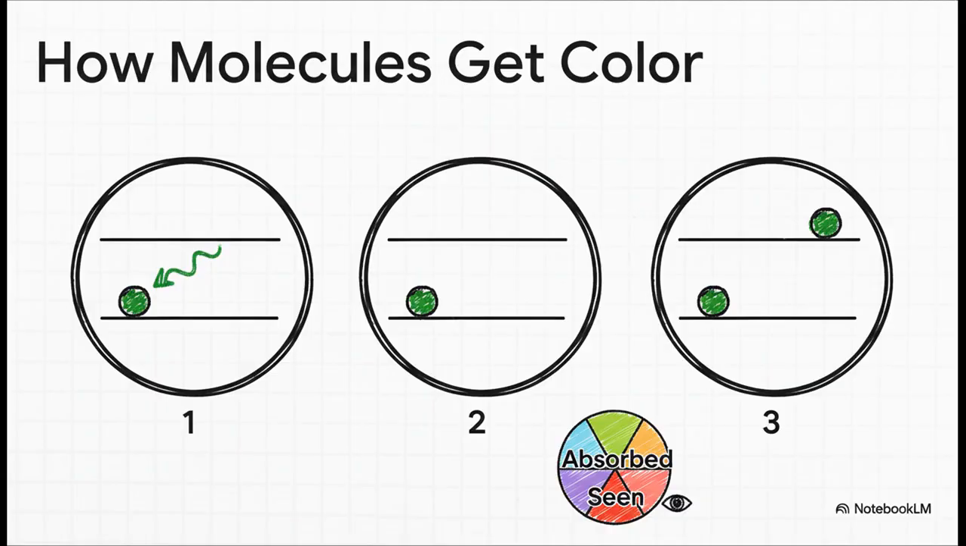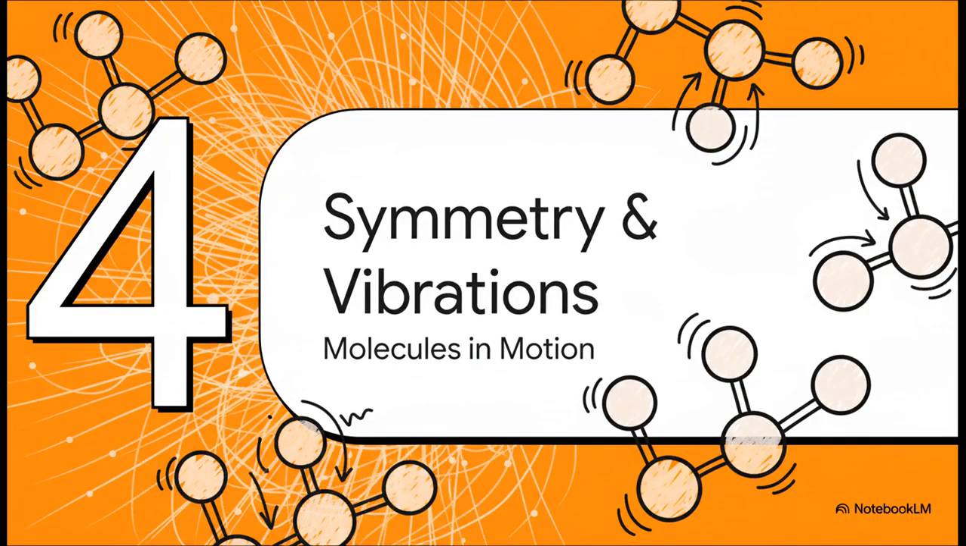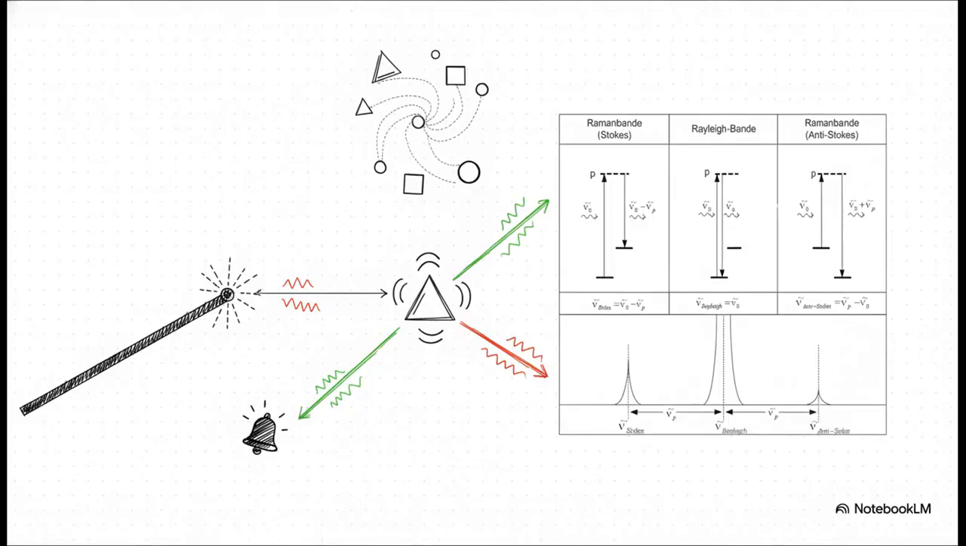Amazing, right? But predicting color is just the beginning. Let's look at another really powerful application: understanding how molecules are constantly moving, vibrating, bending, and stretching. Scientists can actually see these vibrations using techniques like Raman spectroscopy. What they do, as this diagram shows, is shine a laser on a sample.